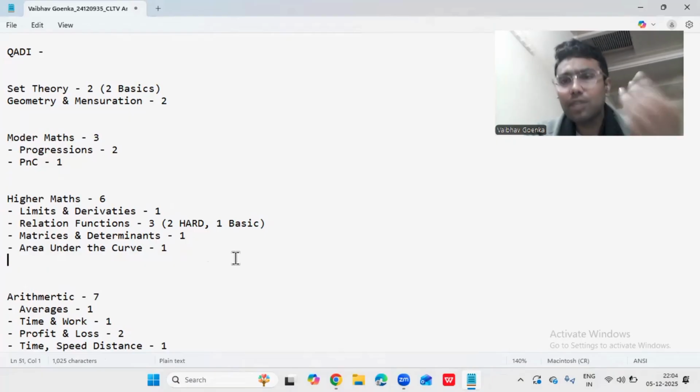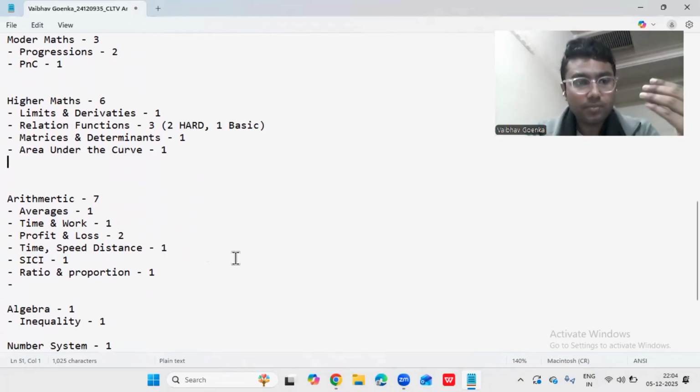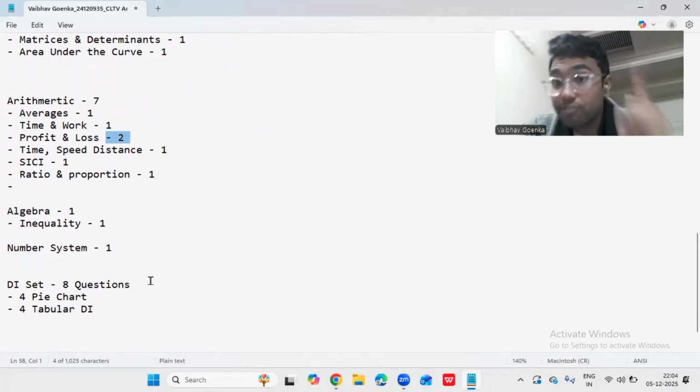Theek hai, because it's an aptitude test, and aptitude test mein integration differentiation generally nahi pucha jata hai. And yeah, arithmetic ke 7 questions the: one from average, one from time and work, one from profit loss, one from PSD, one from SIC, and one from ratio proportion. Algebra ka there was only one question, that is something surprising for me, as maine expect kiya tha there will be around 5 to 6 questions.